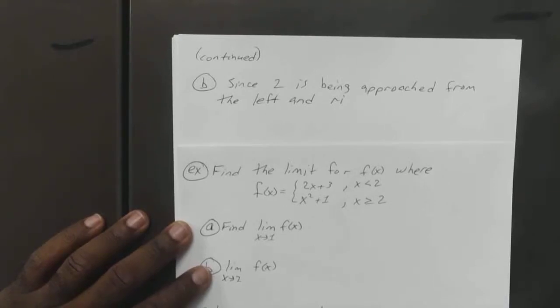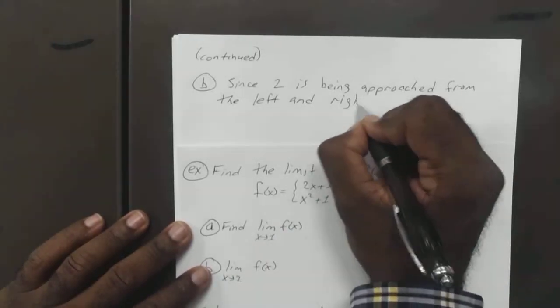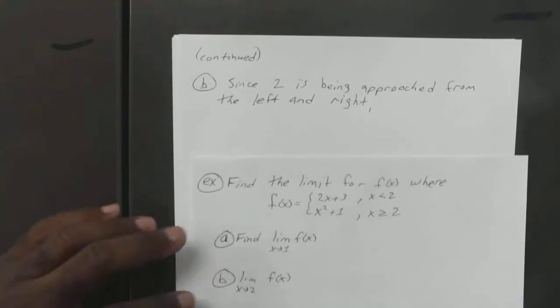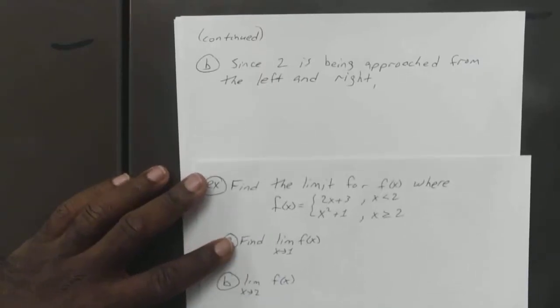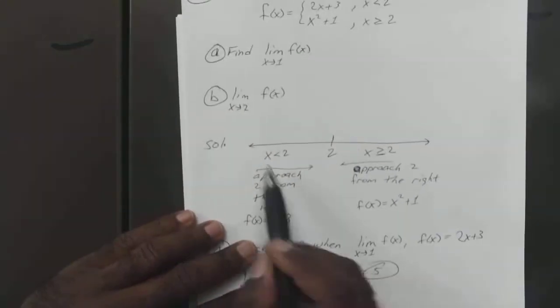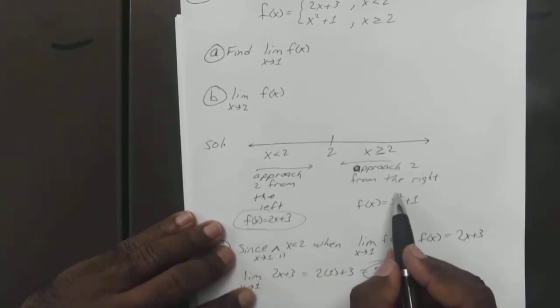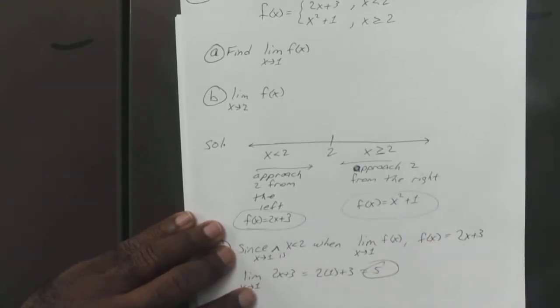Since it's being approached from the left and the right, we actually will use both of the f of x's for this one. So as you're approaching 2 from the left, you're going to use this one. As you're approaching from the right, you're going to use this one.